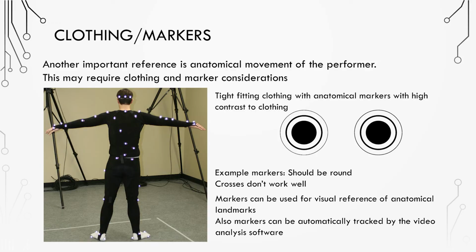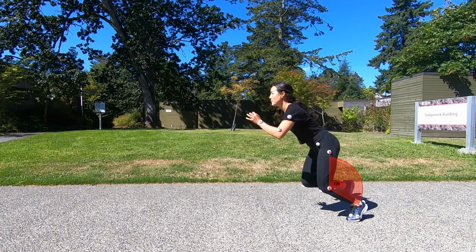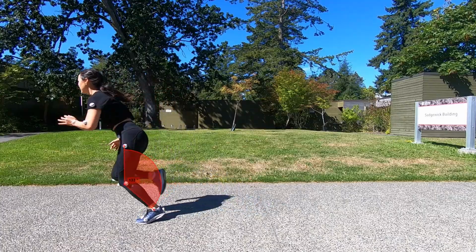Next, you'll need to make sure that the performer is wearing appropriate clothing, if possible, and use joint markers if you want to track movements occurring at specific joints accurately. This requires the performer to wear tight, dark clothing with contrasting light-colored markers. The markers should have concentric rings to reduce the area being tracked. Avoid using crosses because they don't work quite as well. The markers should be placed on anatomical landmarks surrounding the joints being analyzed. This allows for consistent marker placement between performers and multiple recording sessions. The markers can be used for visual observation as well as automatic tracking by video software such as Kinovea.